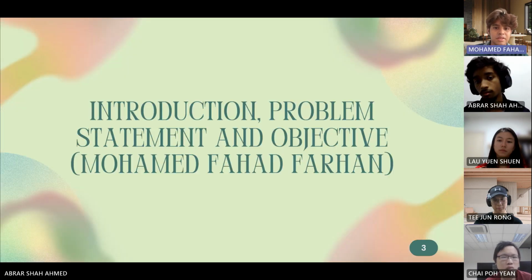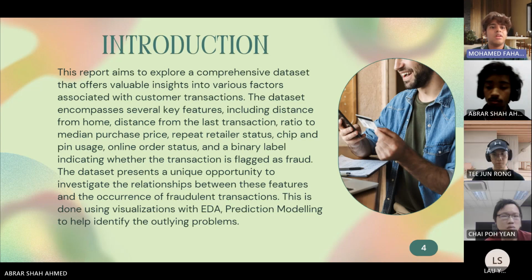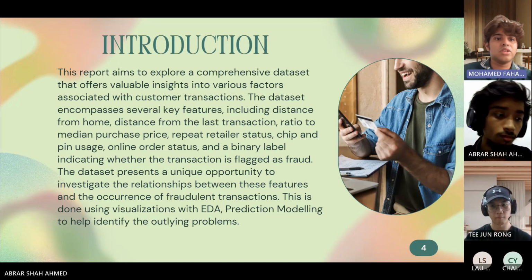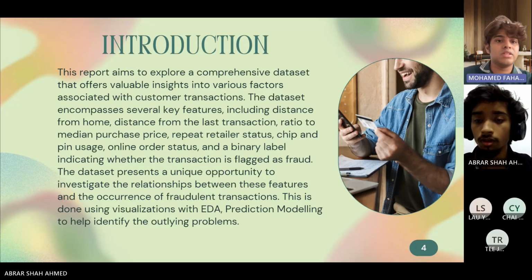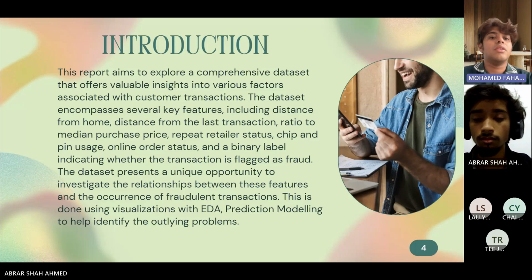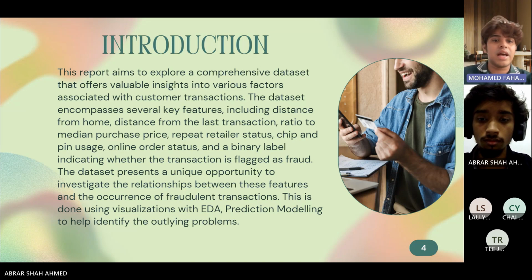Next slide, please. All right, so I'll be discussing the introduction, problem statement, and the objective. For the introduction, the dataset includes several features such as distance from home, the distance from last transaction, the median purchase price, repeat retailer status, chip and PIN usage, online order status, and a label indicating whether the transaction is flagged as fraud. This dataset offers a unique opportunity to understand the relationships between these features and the occurrence of fraudulent transactions.